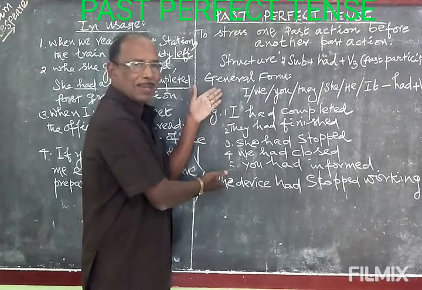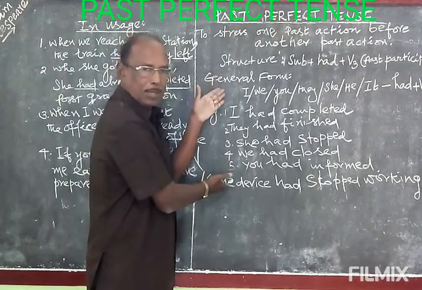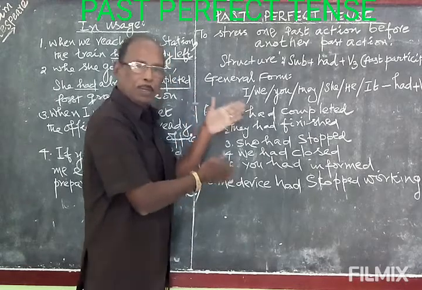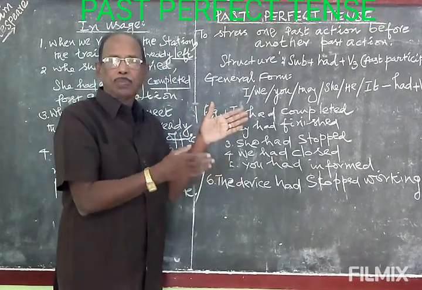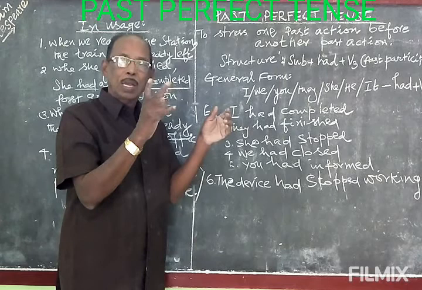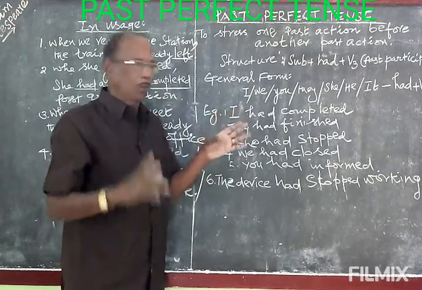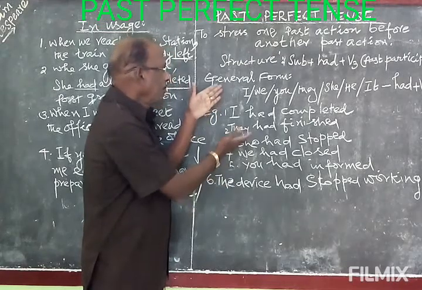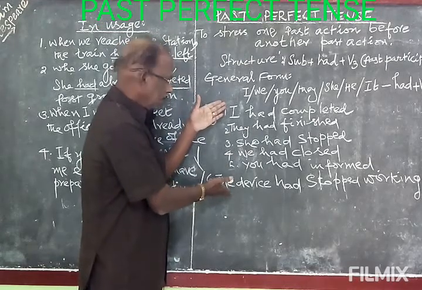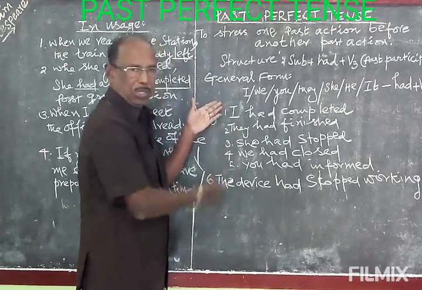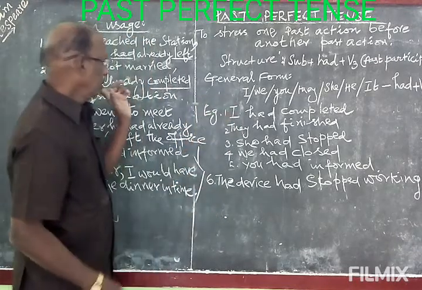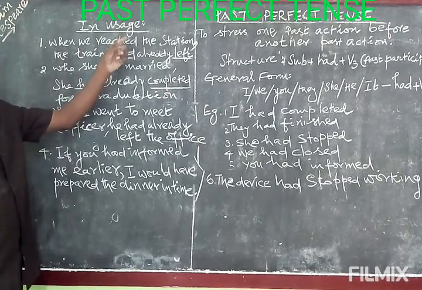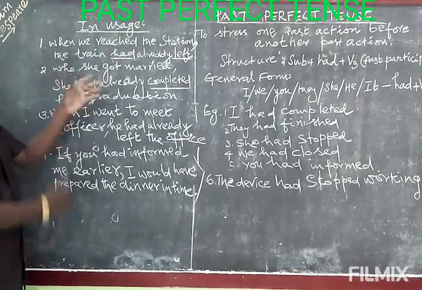But why this tense is there? In usage, we normally use this tense when two actions happened in the past. That you have to remember. Anyhow, you should know the general format of the tense. That's why you have it, but normally we don't use it in our day-to-day practice. Now coming to the examples, in usage, we use this tense like this.